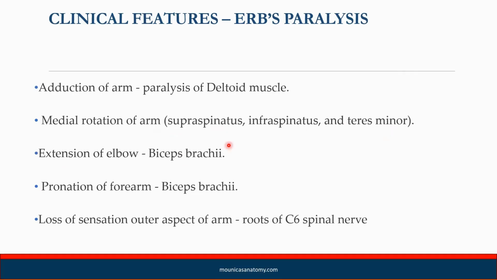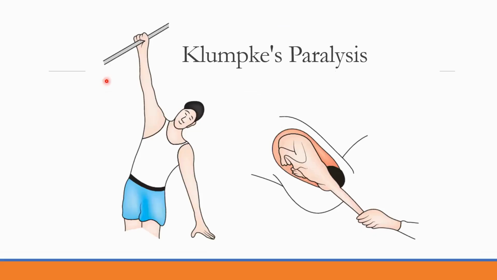Biceps brachii paralysis also happens. So because of this, the elbow is in extension and forearm is in pronation. And because of involvement of C6 spinal nerve, we have minimal loss of sensation along the outer aspect of the arm. So all these clinical features we can see in the Erb's paralysis.